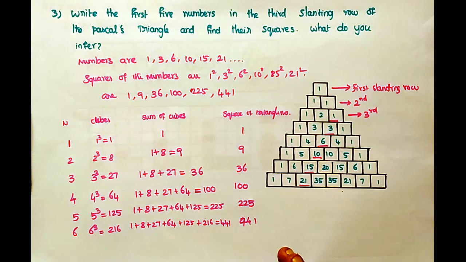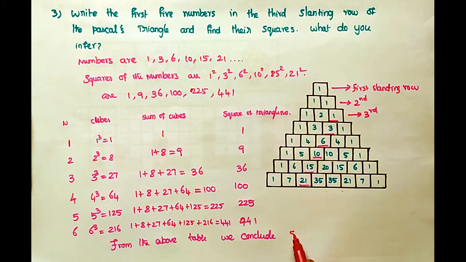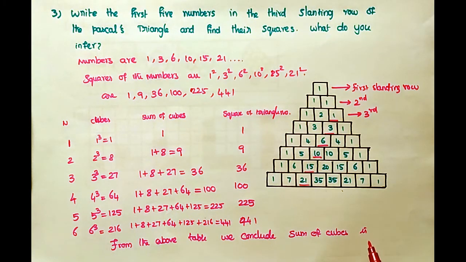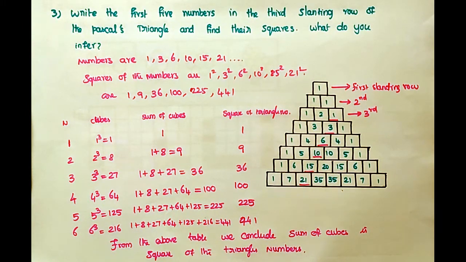From the above table, we conclude the sum of the cubes is the square of the triangular numbers. That is the answer.